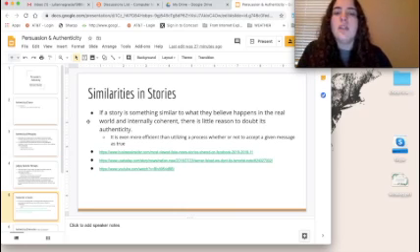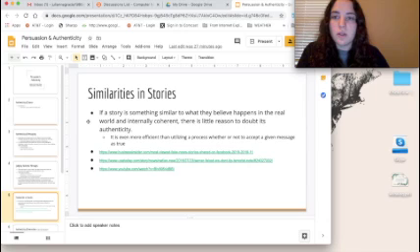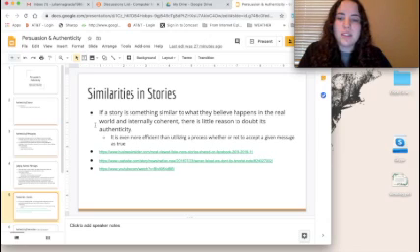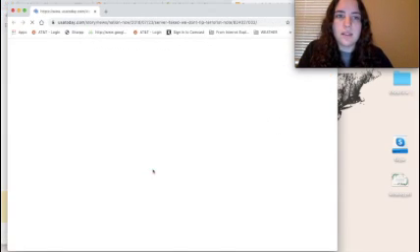Now we're going to move on to similarities in stories. If a story is similar to what people believe happens in the real world and is internally coherent, there's usually little reason to doubt its authenticity, but you need to do more and research it, because some stories can look real but could be completely fabricated. And it's even more efficient than utilizing a process to decide whether or not to accept a given message as true.